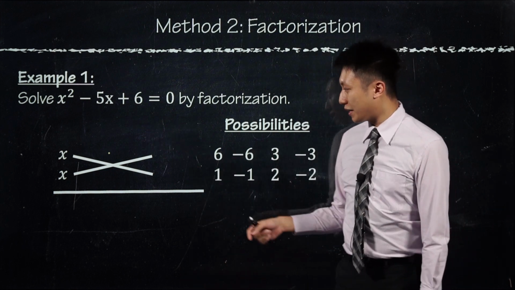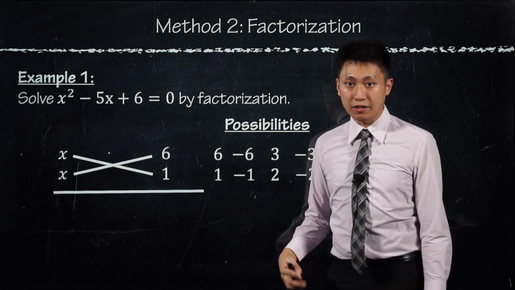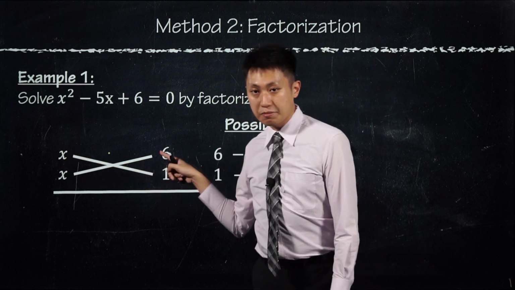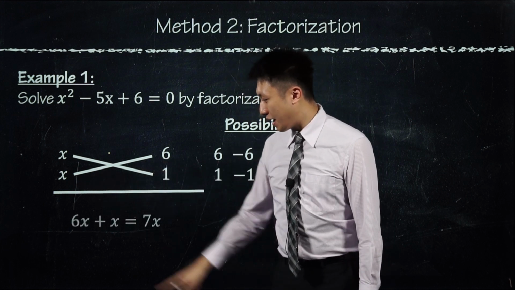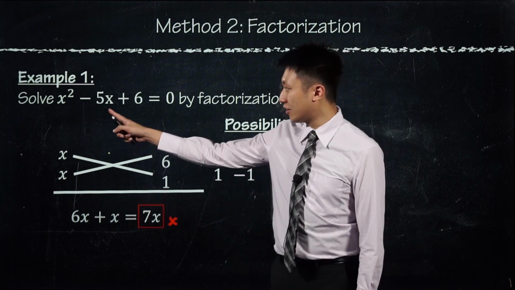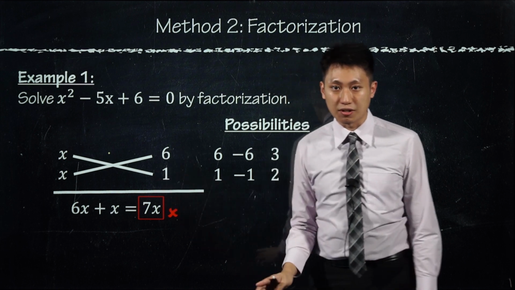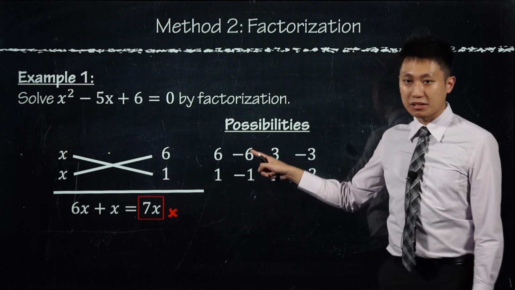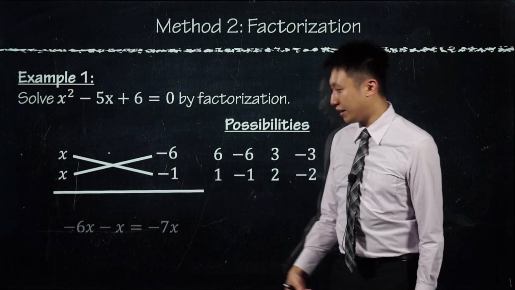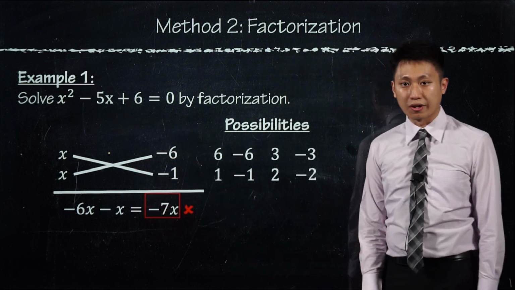What you want is that the things here, let's say I just pick one and put it in. What do I get here? This is x multiplied together, this is 6x multiplied together, so you get 6x plus x is equal to 7x. But this 7x is not equal to this negative 5x. So your choice is wrong, which means you have to go to another possibility to try. Let's see another one, negative 6 and negative 1. Then it adds up to negative 7x. It's still not this one, right? So this choice is also wrong.